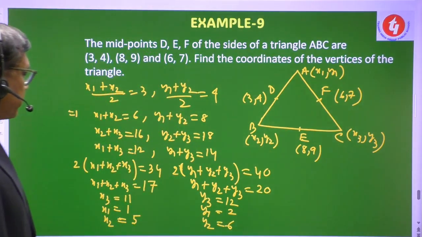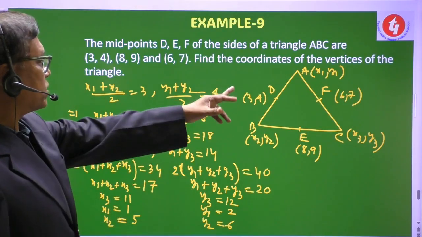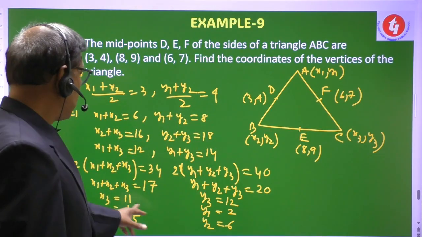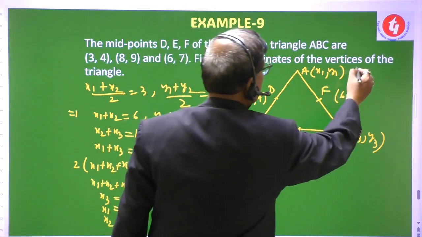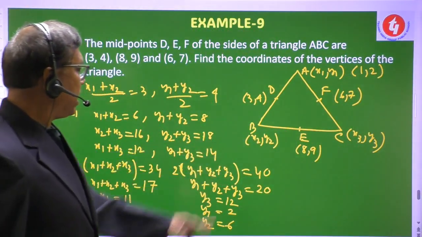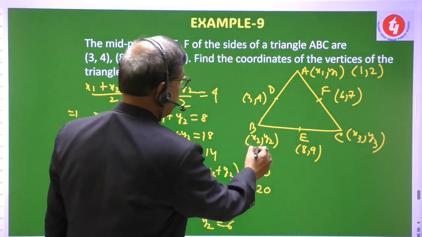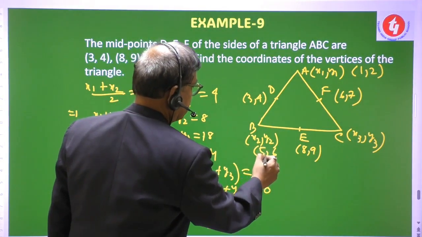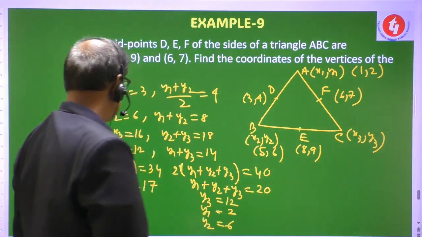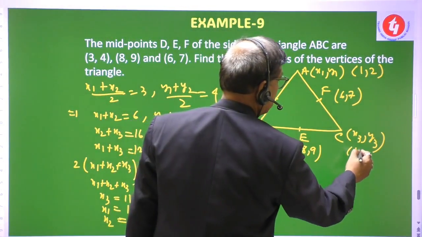Is it clear? So coordinates of A, we have taken x1 comma y1, that is 1 comma 2. This is the coordinates of A. Coordinates of B, I have taken x2 y2, so 5 comma 6. And coordinates of C, x3 comma y3, that is 11 comma 12.